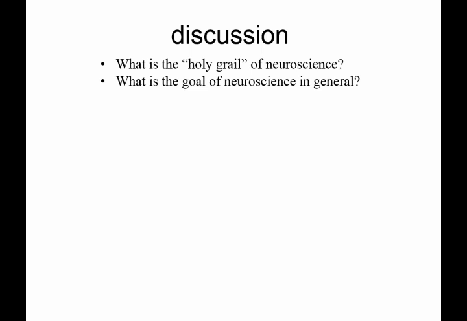He actually said the understanding of the single column, but it will obviously be the understanding of the neocortex. But they seem to believe that when you have an understanding of the one column and you put them together, again, you've got a more complex system with simple rules, you will create complexity. What is the goal of neuroscience in general?